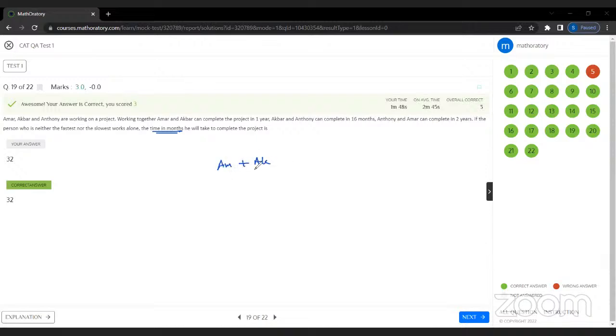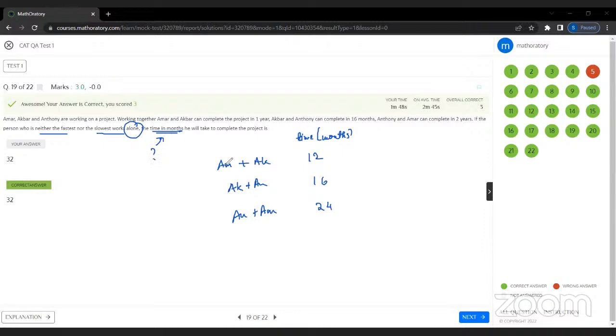So what you have is something like this: Amar and Akbar together can complete the project in 12 months, right? So this is the time in months. Akbar and Anthony can complete in 16 months. And Anthony and Amar 2 years, so that is 24 months, right? What are we looking for? We're looking for the person who is neither the fastest nor the slowest, working alone. How much time will you require? This is the question, right?